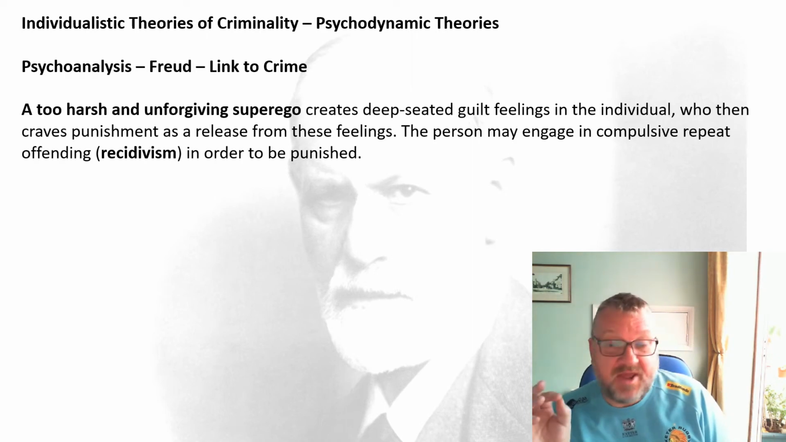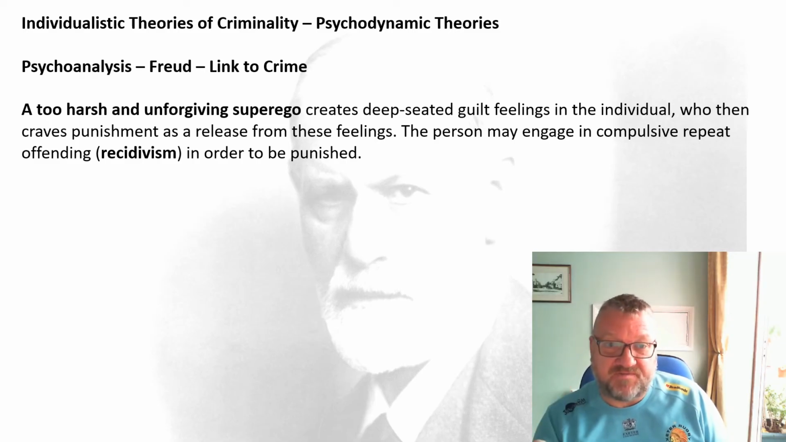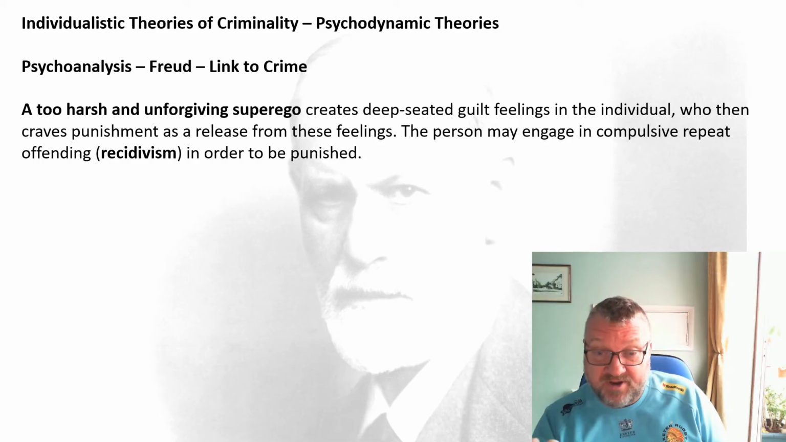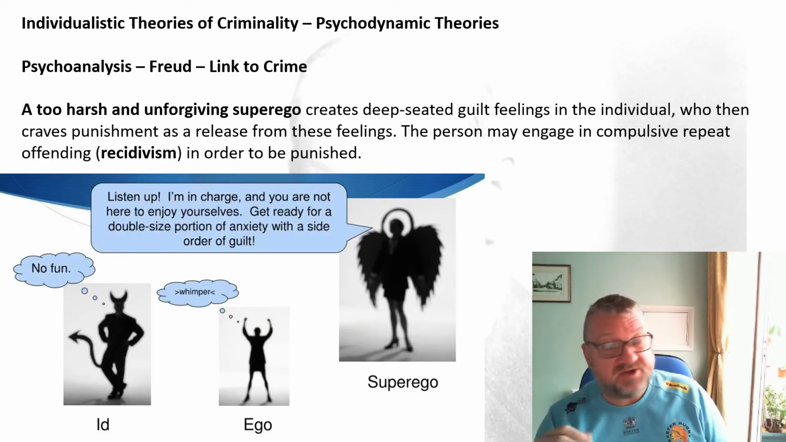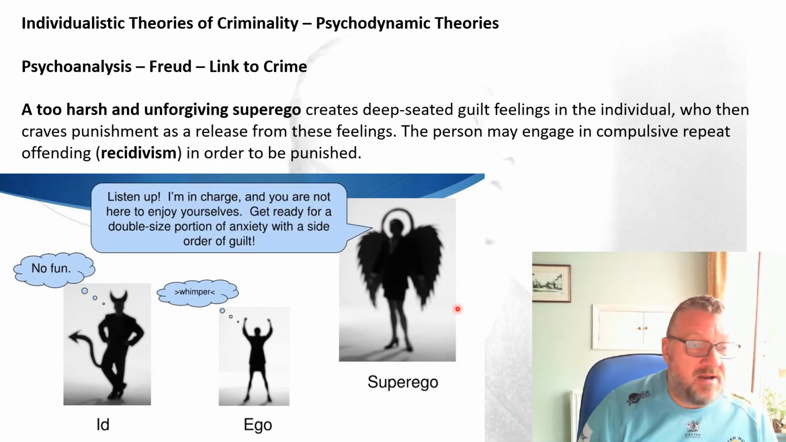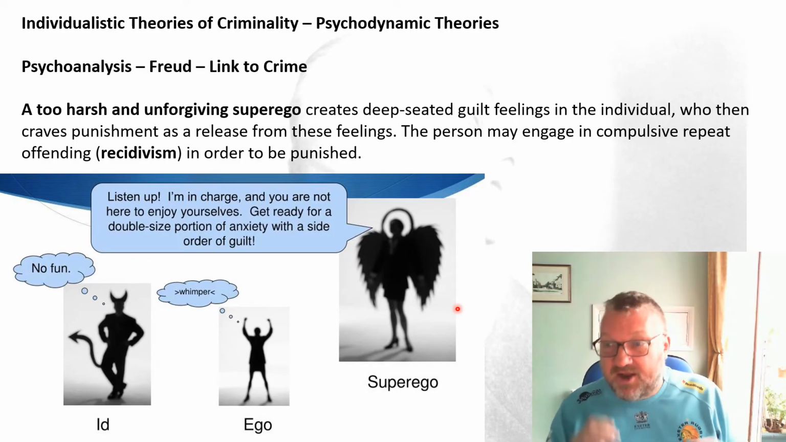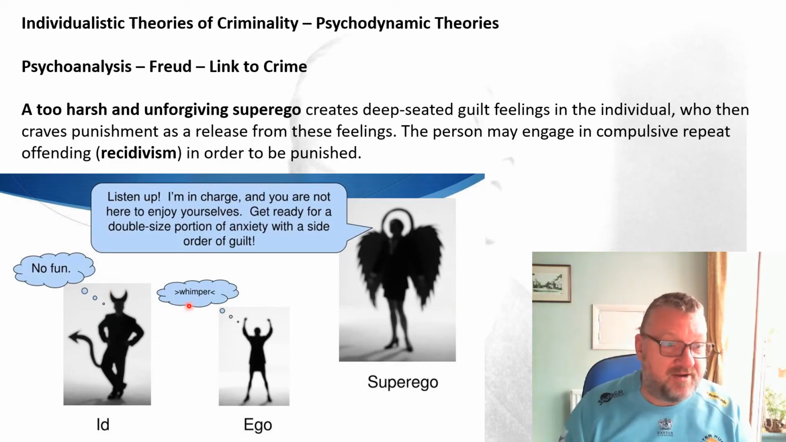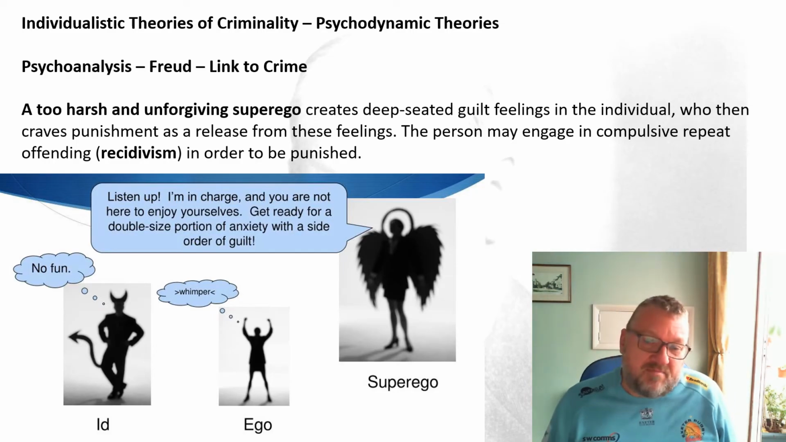So, if you've got a too harsh and unforgiving superego, that would create deep-seated guilt feelings in the individual, who then craves punishment as relief from these feelings. That person may engage in compulsive repeat offending, recidivism, in order to be punished. So it looks a little bit like this, you've got the overdeveloped superego going, listen up, I'm in charge, you're not here to enjoy yourselves, get ready for a double-sized portion of anxiety with a side order of guilt. The id's going, no fun, and the ego's just going, whimper. So that's how a too harsh or unforgiving superego might manifest itself.